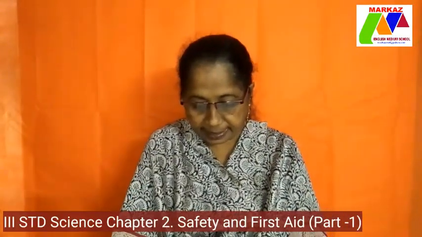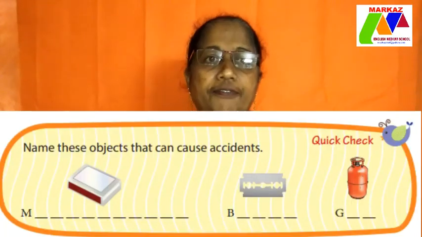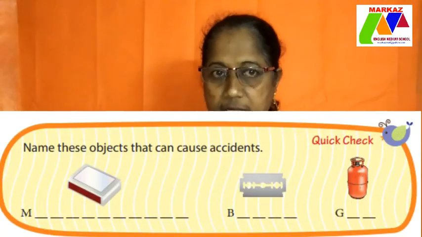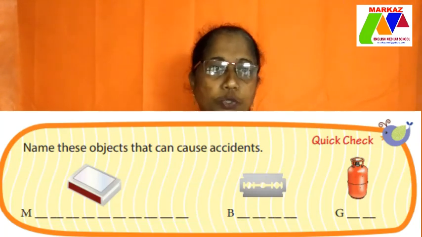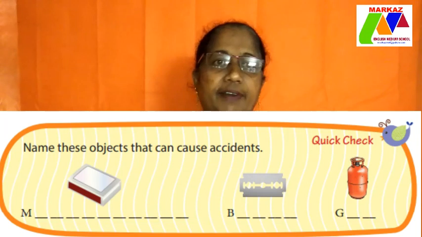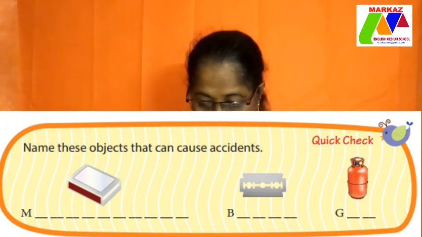Name these objects that can cause accidents. The first one is matchsticks. If we light a matchstick and throw it around, something may catch fire. There's paper or dry wood nearby, it catches fire and there's a big fire. That's a big accident.